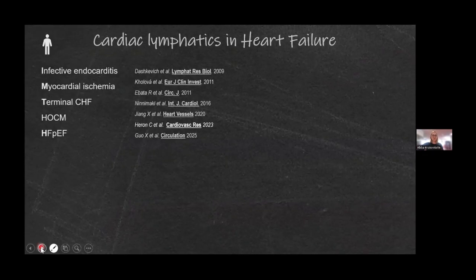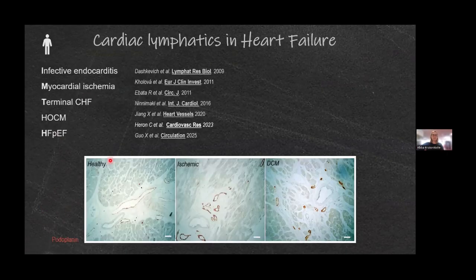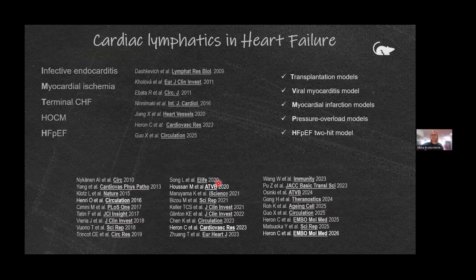Okay, so what happens in cardiovascular diseases? There's been quite a few studies investigating the changes to cardiac lymphatics in different settings. For example, in patients with terminal chronic heart failure, whether it's ischemic or dilated cardiomyopathy, you can see changes either in the density and/or in the sizes of these lymphatic vessels. So what do these structural changes mean? Well, to get an idea about the functionality, we turn to experimental models.